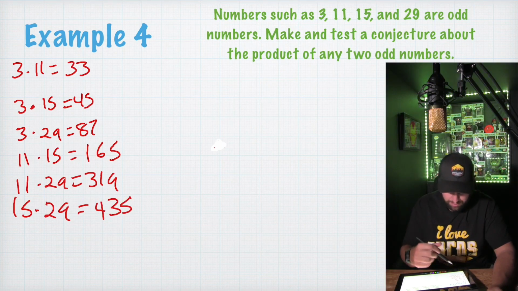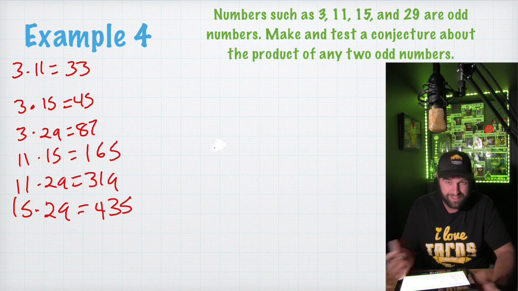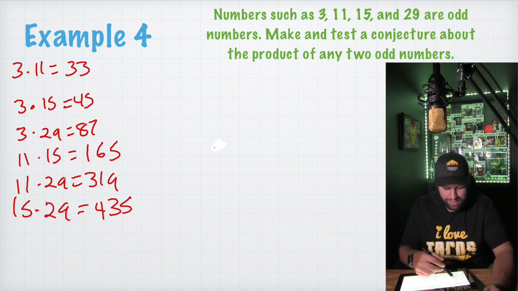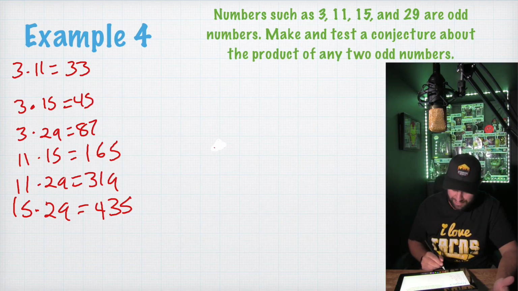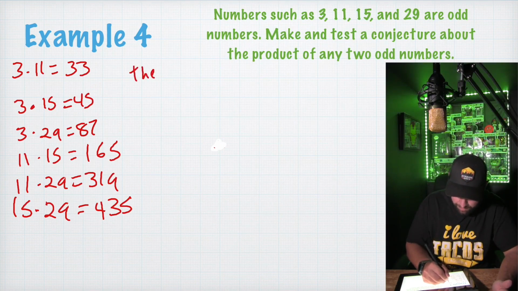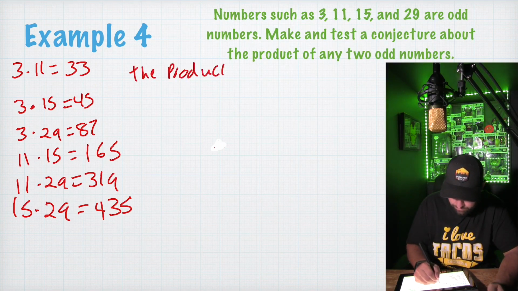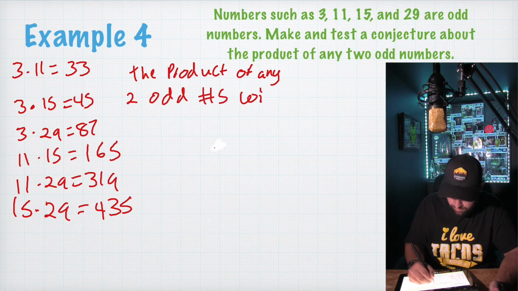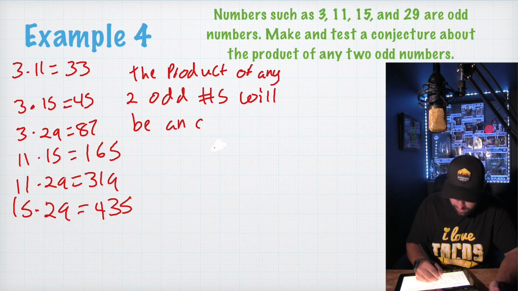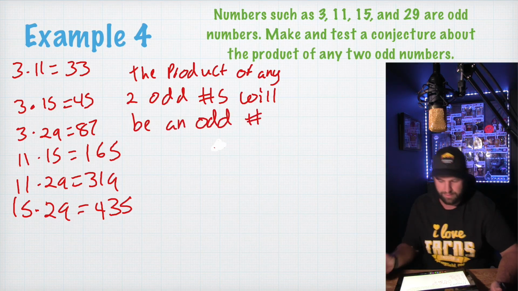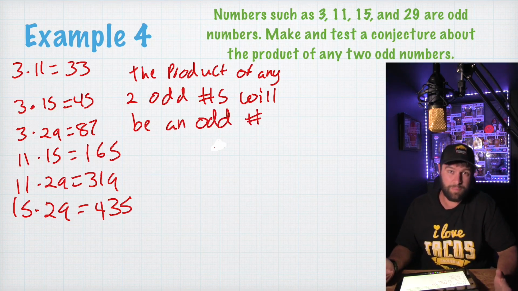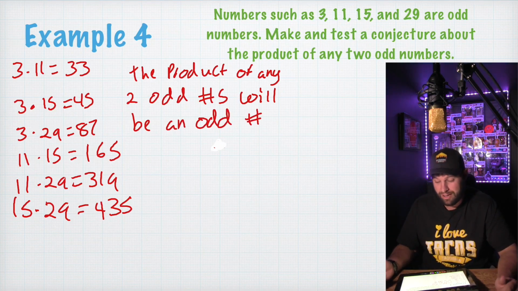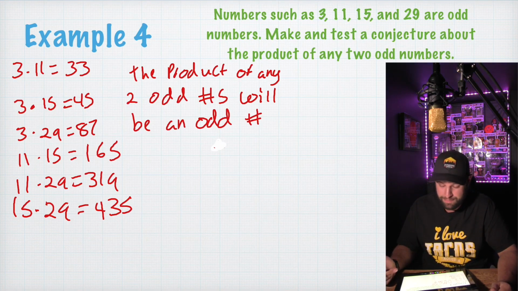And now if I look at this grouping of numbers, I'm going to see if I notice anything about them. Do they have anything in common? Well, they don't all start with a 3, that's for sure. But if I do look, they are all actually odd numbers. So my conjecture, which I've tested, could be the product of any 2 odd numbers will be an odd number. And that is true. If you multiply any 2 odd numbers together, it's going to come out to be an odd number. And we proved that. That's pretty cool.